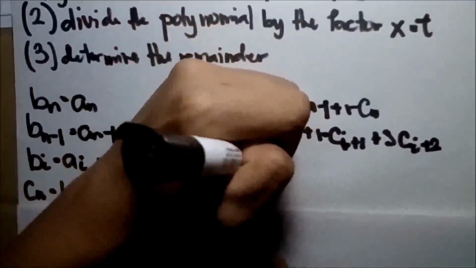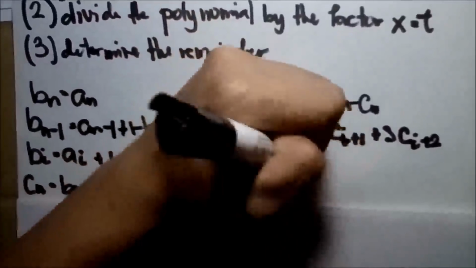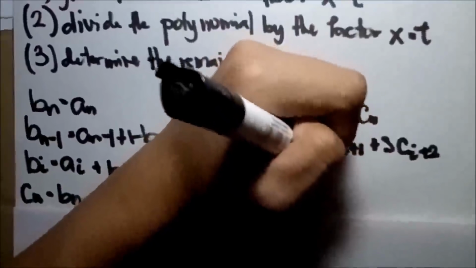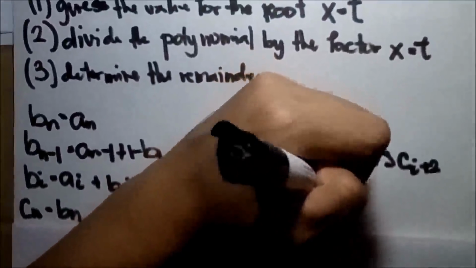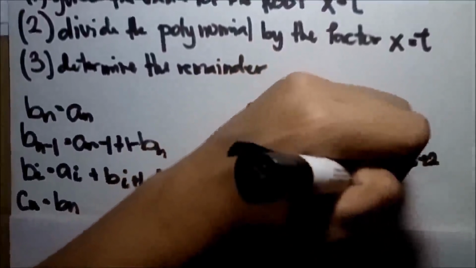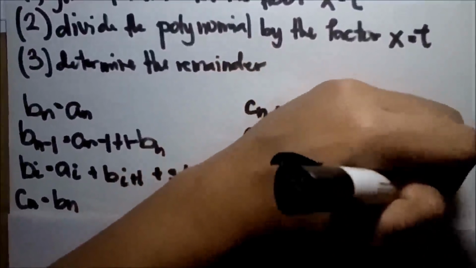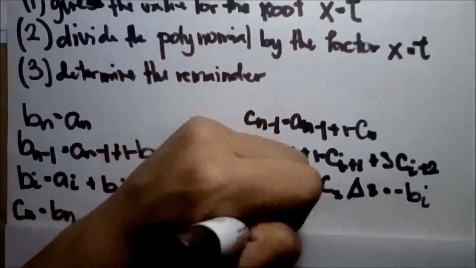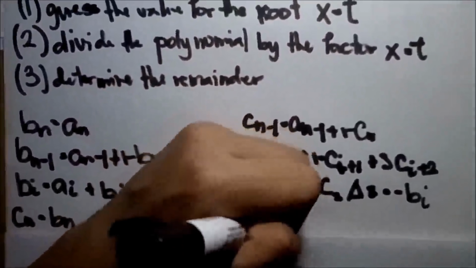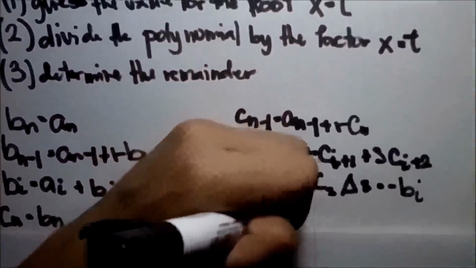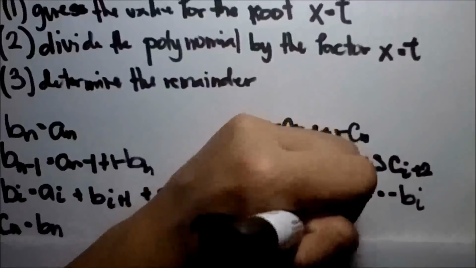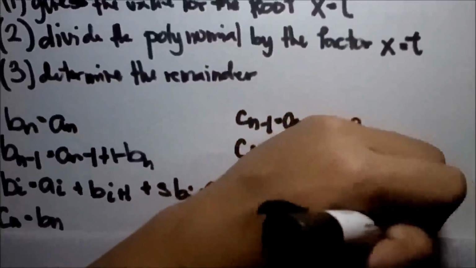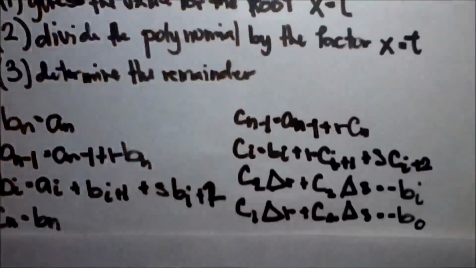c sub 2 delta r plus c sub 3 delta s will be negative b sub 1. c sub 1 times delta r plus c sub 2 delta s will be negative b sub 0.